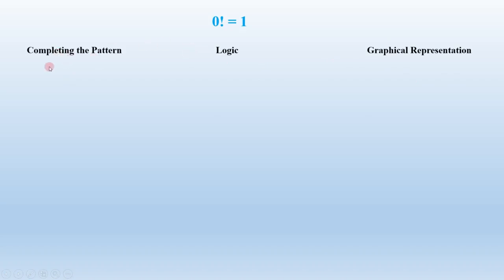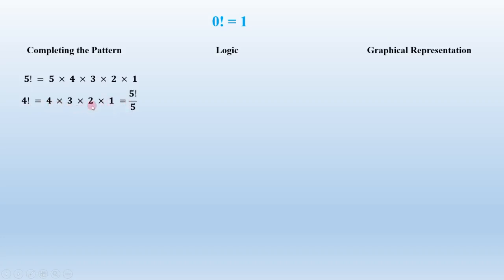So let's see how the first way, that is the completion of the pattern, will work. To make this work, first of all, we'll take 5 factorial. So 5 factorial, as you know, is equal to 5 times 4 times 3 times 2 times 1. So this whole value will be equal to 5 factorial. Now let's move to 4 factorial. 4 factorial will be equal to 4 times 3 times 2 times 1.